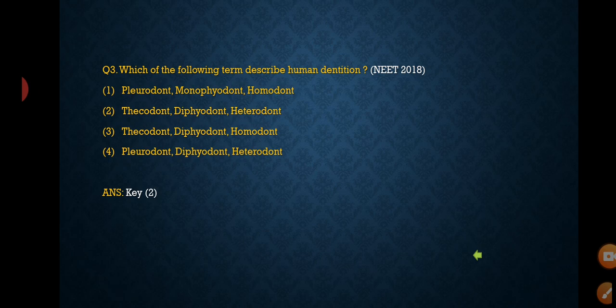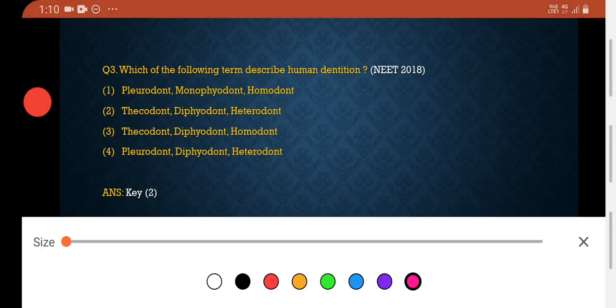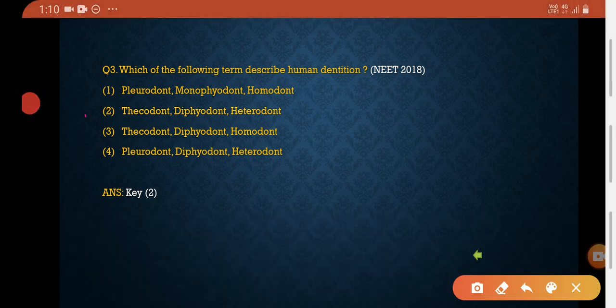Let's also look at the other options. Option number 3, thecodont, diphyodont, homodont. This option is false because homodont is not a kind of human dentition. Now option number 4, pleurodont, diphyodont, heterodont. No, pleurodont is not a kind of human dentition. So the answer will be option number 2, thecodont, diphyodont, and heterodont are the types of human dentition.